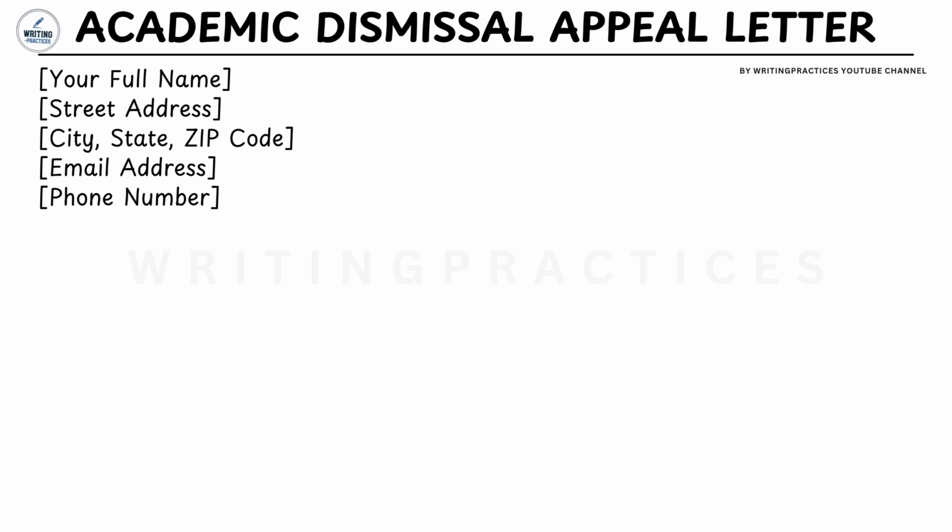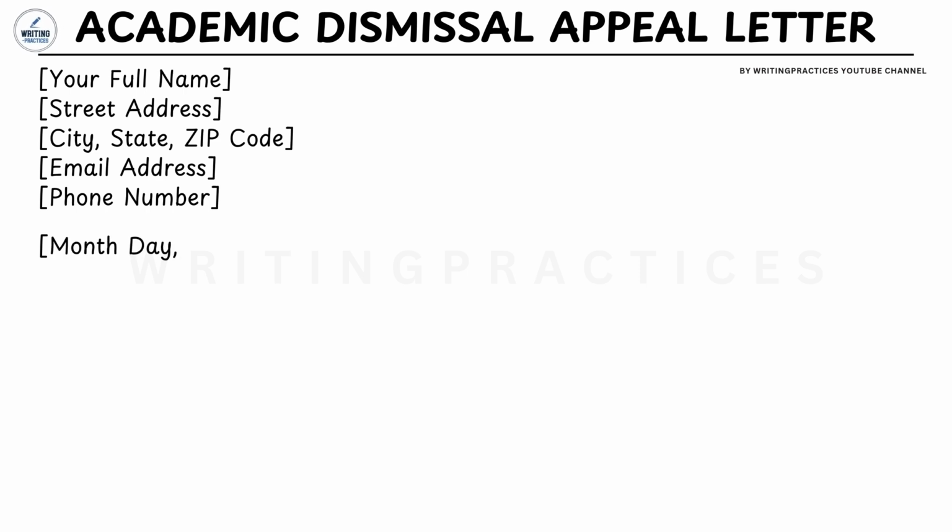Sender information. This is the first part of the letter where you identify yourself. For example, Ashley Morgan, 4821 Brookside Avenue, Chicago, Illinois 60614, ashley.morgan@email.com, 312-55-54187. This section establishes who is submitting the appeal. Make sure your personal information matches your university records exactly.